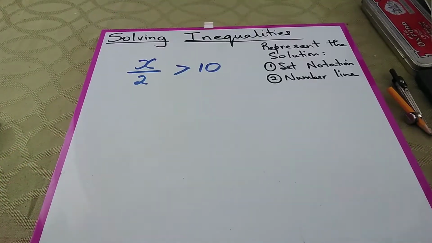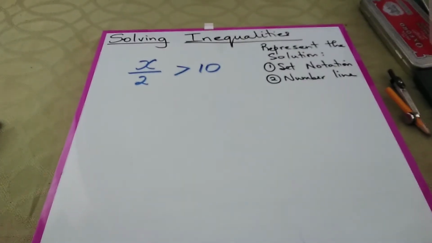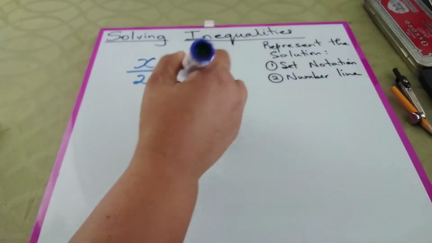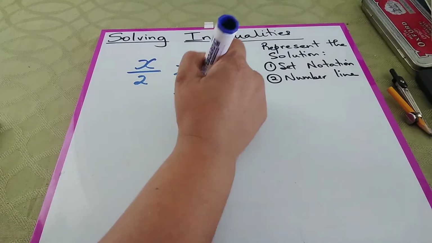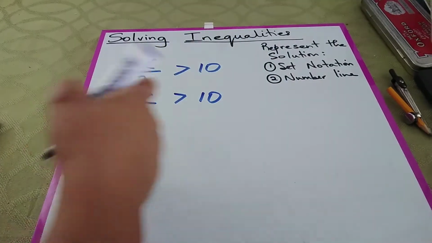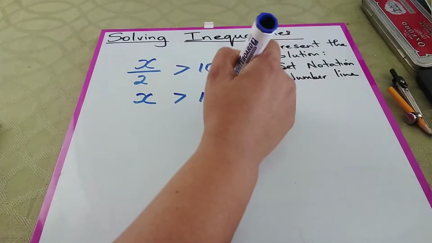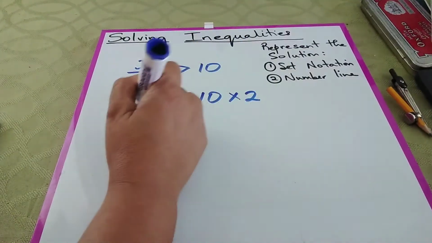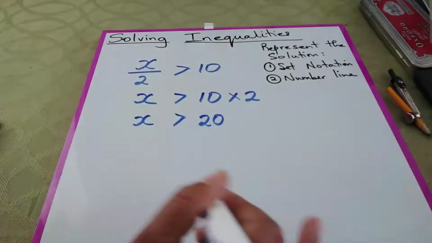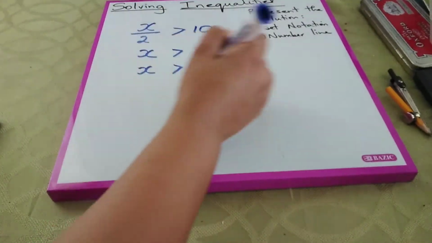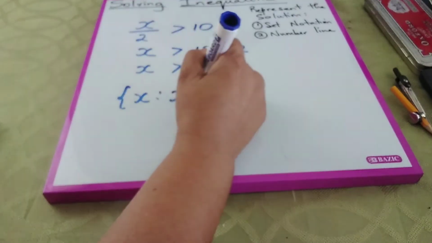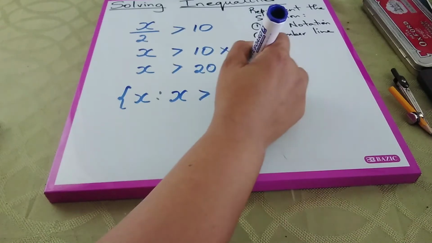And the last question, x divided by 2 less than 10. So the operation is division, and the opposite of divide is to multiply. So we have x is greater than 10 multiplied by 2. X is greater than 20. So the set notation would be x is such that x is greater than 20.